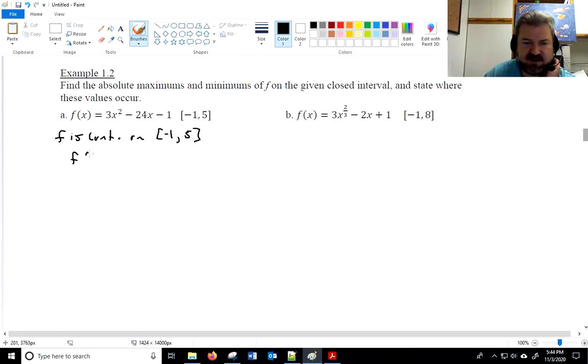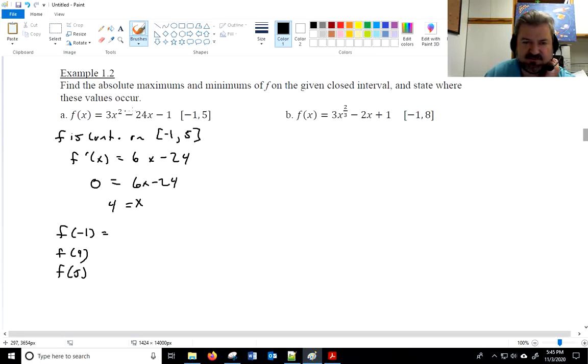Let's get the derivative. F prime of x is equal to 6x minus 24. Then we'll set it equal to 0 because there's nowhere where this is undefined. And if I solve that, I should get x equals 4. So we have a critical number at x equals 4. We have our endpoints. Let's test each one: f of -1, f of 4, and f of 5.